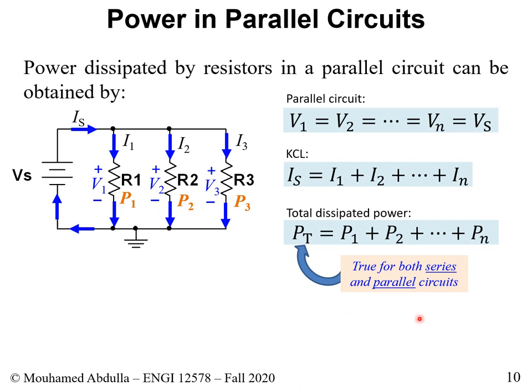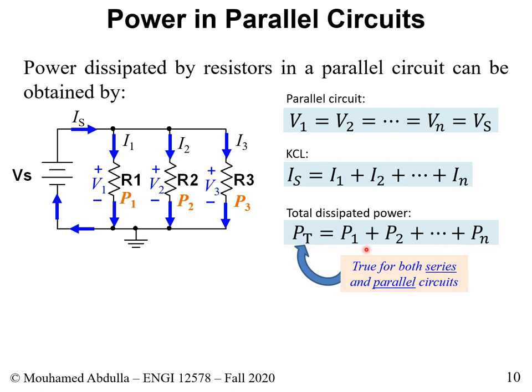So it doesn't matter if the circuit is connected in series or in parallel, the equation will always be this. Be careful, because I've noticed students think it's going to be different depending on how the circuit is connected. The answer is no, it's always going to be like this. You simply add the power that is dissipated through each of the components. So this is really superposition of power.